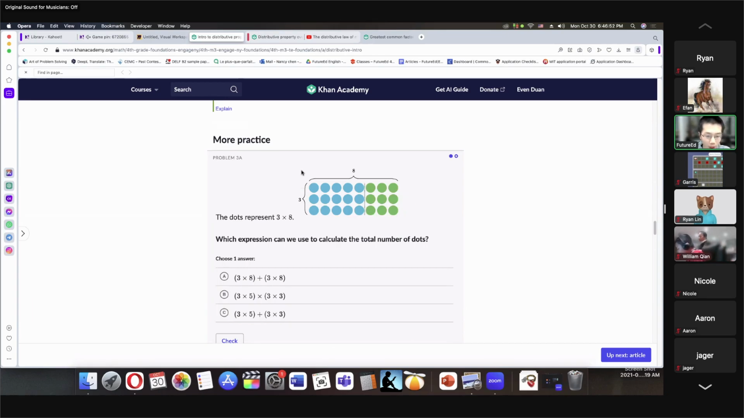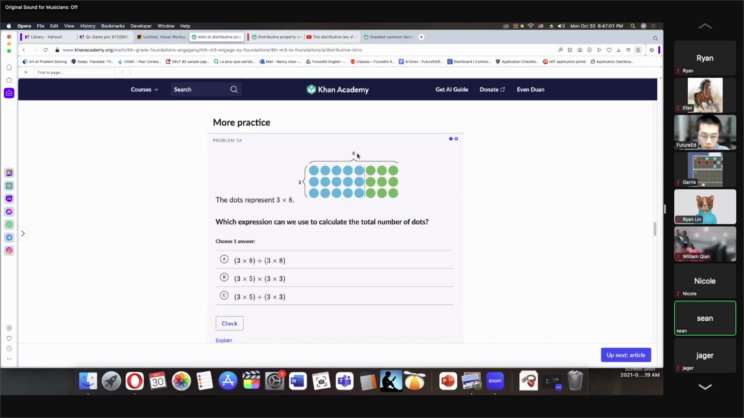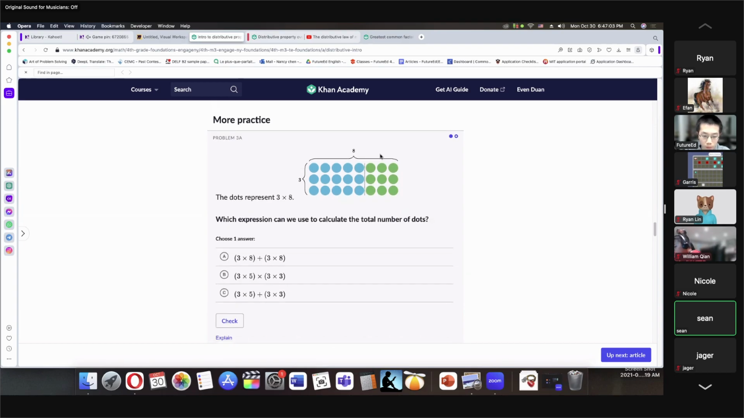Sean, would you like to give this question a try? Which expression can we use? So if we look on the left side, B. You think it's B. Why would it be B? Wait, oh, no, C. Okay. So why is it C now? Why did you change your answer?